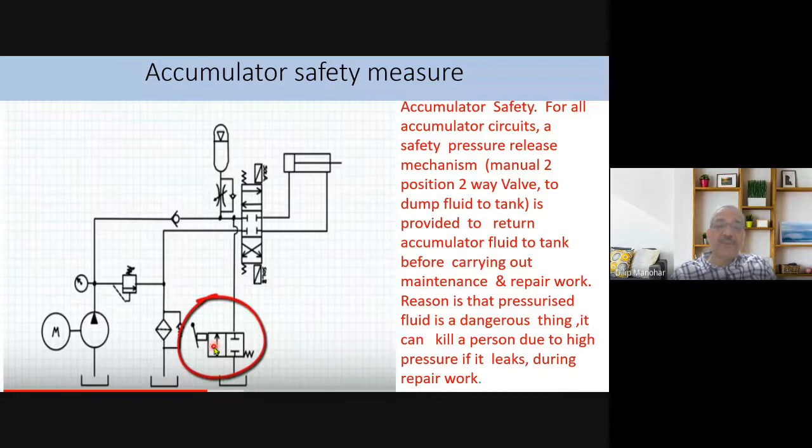That means when you push it here, what will happen? The complete fluid from the accumulator will go to the tank and this will become neutral. So for maintenance purposes, you always need to add a manually actuated direction control valve to maintain safety.